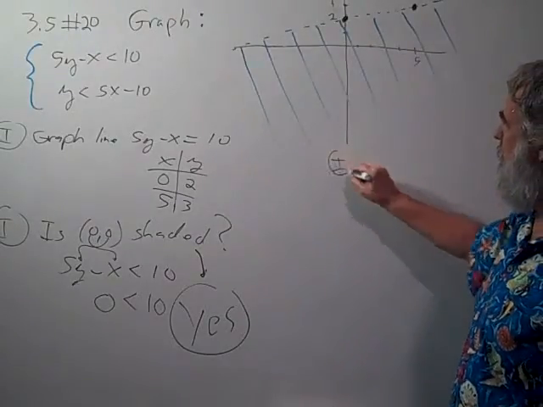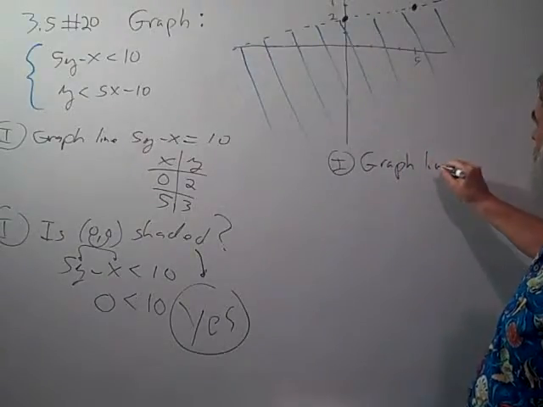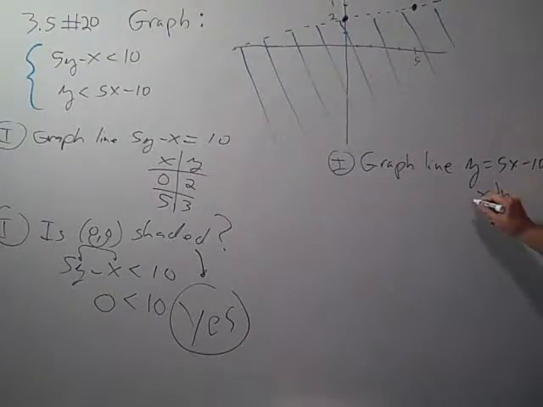So we start off by graphing the line y equals 5x minus 10. So finding 2 points on this line, if x is 0, then y is negative 10. And if x is 2, 5 times 2 is 10, 10 minus 10 is 0, so y will be 0. So we found the x and y intercepts.